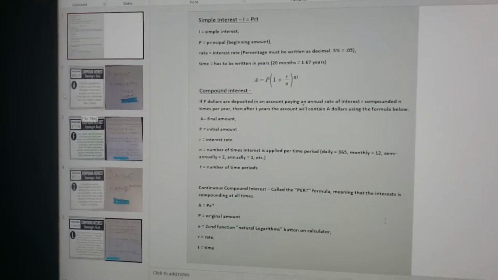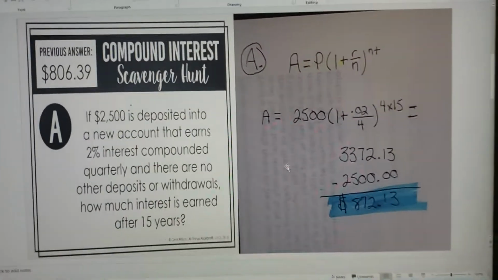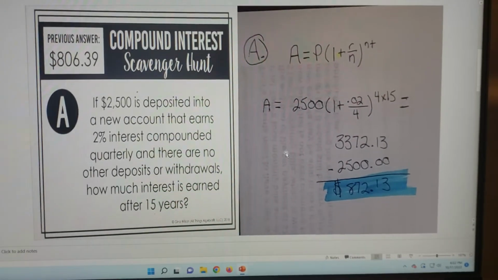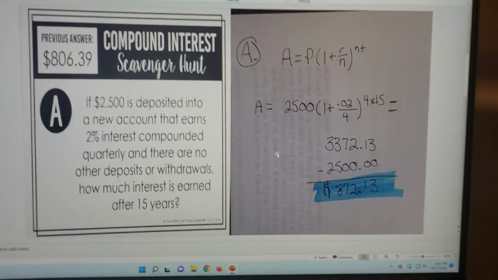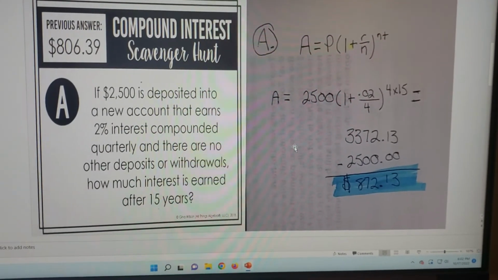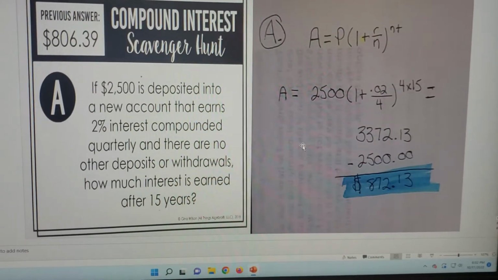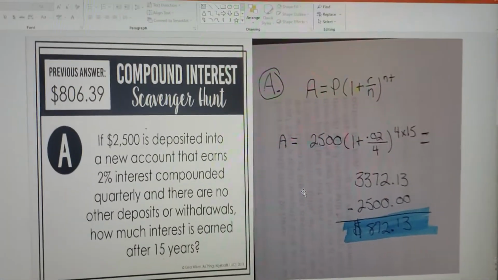So I'm going to go on to the first problem. If $2,500 is deposited into a new account that earns 2% interest compounded quarterly, and there are no other deposits or withdrawals, how much interest is earned after 15 years?